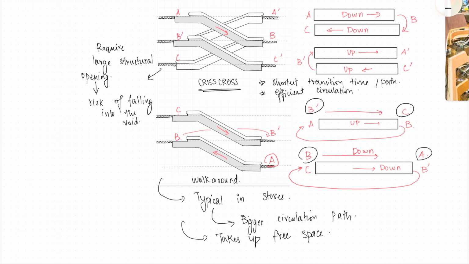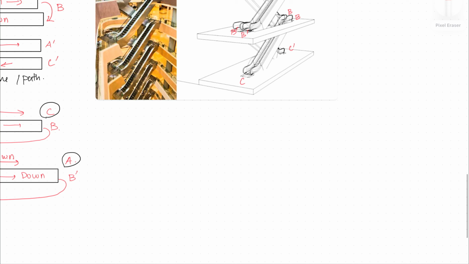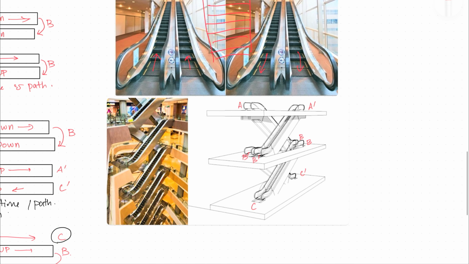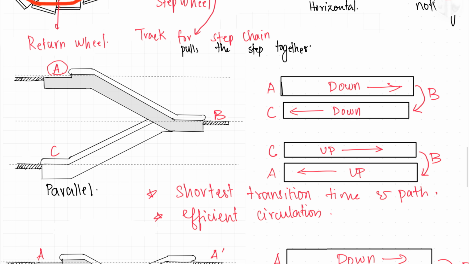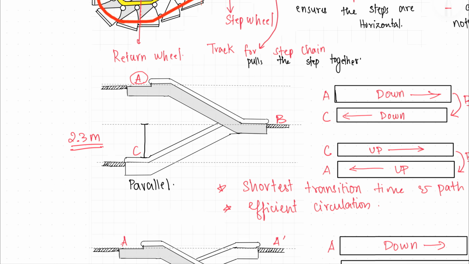Okay, so these are your three different escalator layouts. Now if you see the clear height of an escalator, right? So okay, let's go back to this part itself. Your clear height at all points should be a minimum of 2.3 meters. Okay, so I'll write this here. Clear height above the steps shall be at least 2.3 meters all the time.